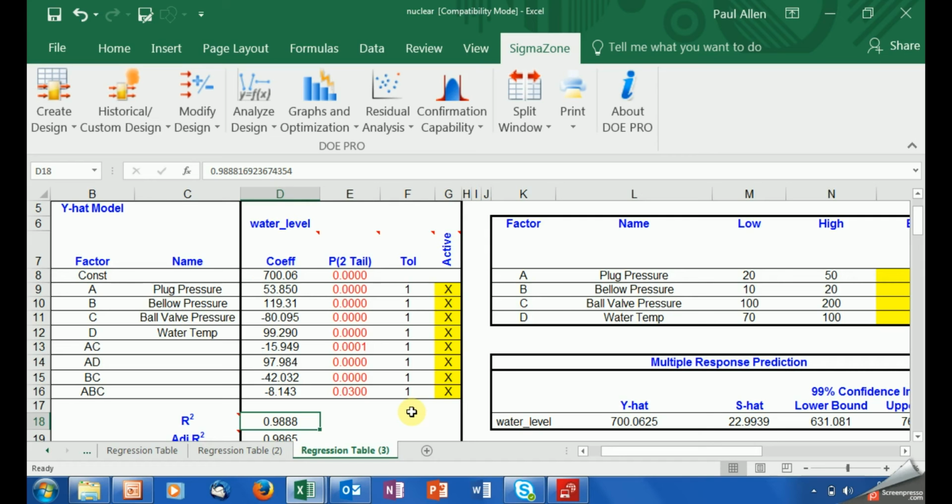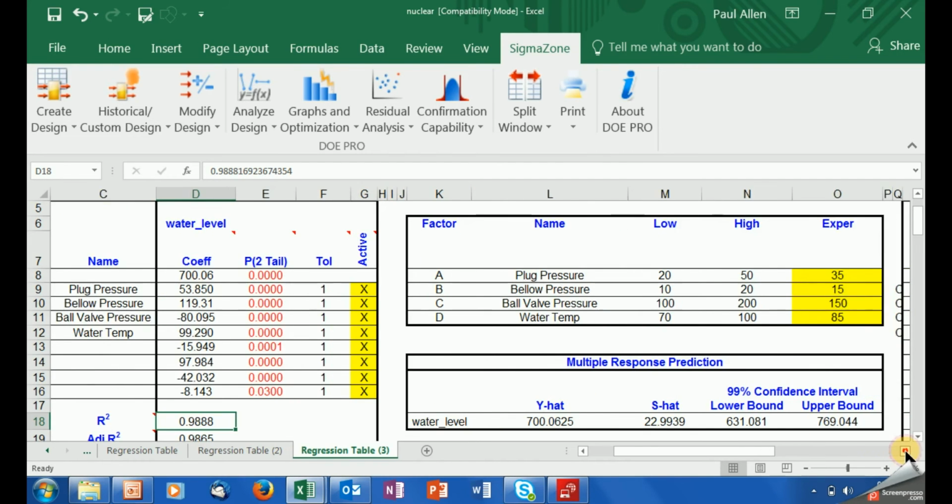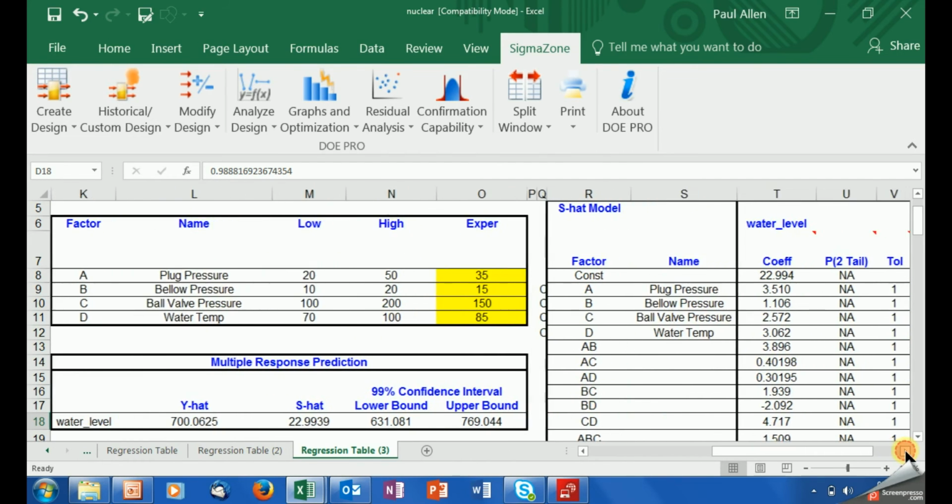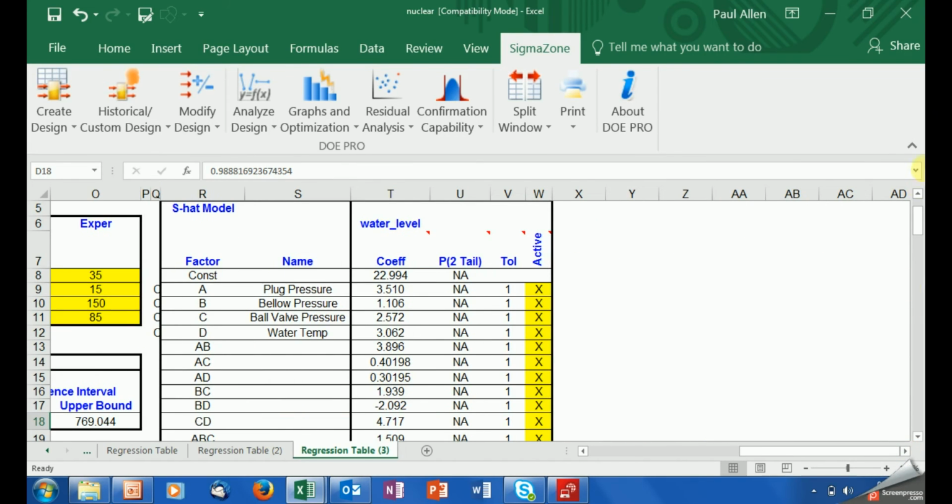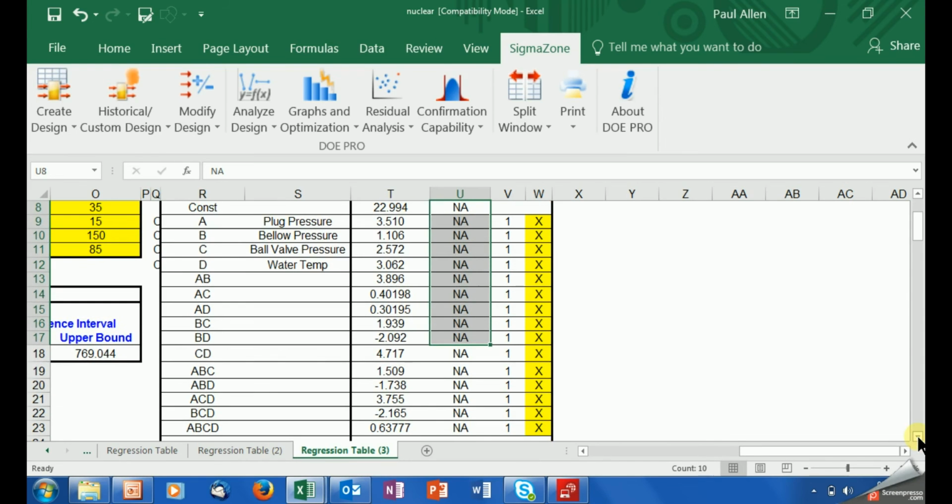We don't want to go leaving terms in just to keep our R-squareds looking a little bit more healthy. So we've completed the y-hat model. Now let's scroll over to the right hand side of the page, and we've got the s-hat model. Now the s-hat model, look, doesn't have any p-values alive yet. There's a reason for that. It doesn't have enough data to calculate the p-values at this point.